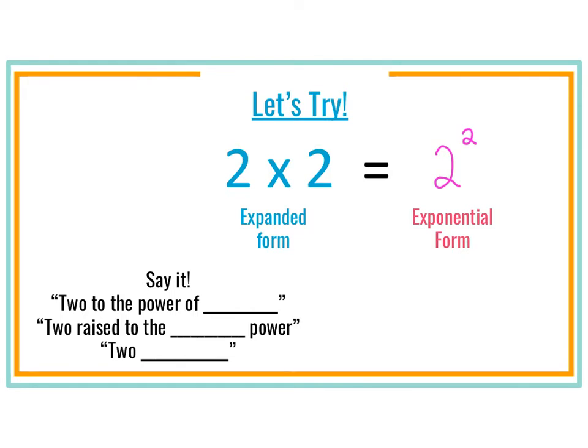Let's look at some ways we can say this number. We could say 2, our base number, to the power of 2. We could also say 2 raised to the second power. Or, because the exponent is a 2, we could say 2 squared.